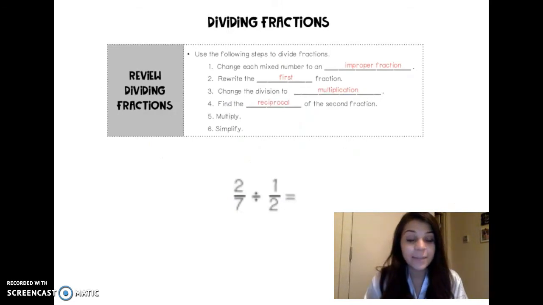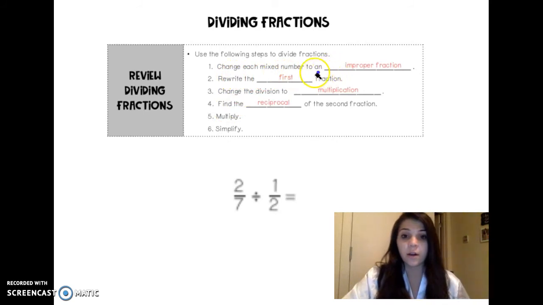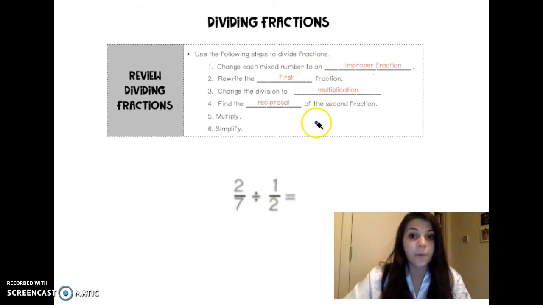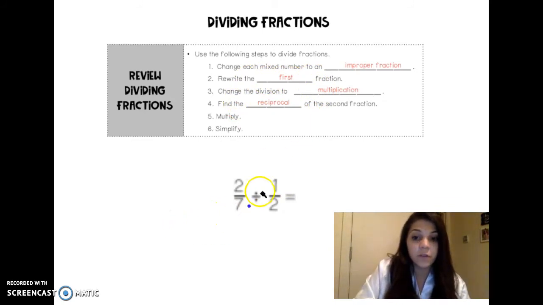Okay, so our first example problem is 2 over 7 divided by 1 over 2. So let's go ahead and review our rules. The rules say up here that when you're dividing fractions, you have to change each mixed number into an improper fraction. Well, in this particular problem, there are no mixed numbers, so we can go ahead and skip step 1. Step 2 says rewrite the first fraction. So that's what I'm going to do over here. This is my first fraction here. So I'm going to do my 2 over 7.